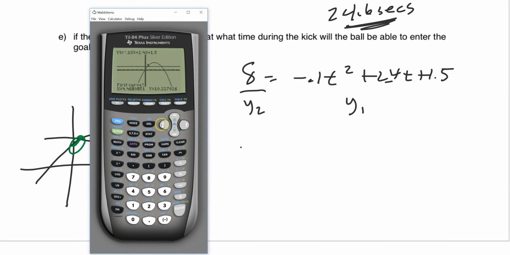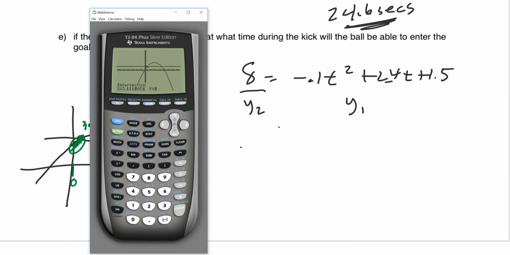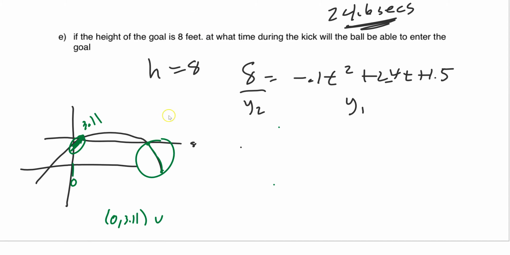So let's find the first intersection. All we do is get close to it, hit enter for the curve, and then it jumps to the other one, hit enter. So that is about 3.11. So right there, it's 3.11. So between 0 seconds and 3.11, I can make the goal right here. Now I've got to find this one right here. So let's figure out where that's at. So we're going to go back, second, calculate, intersection. Go all the way to the other one. Hit enter. And I get 20.88 seconds.